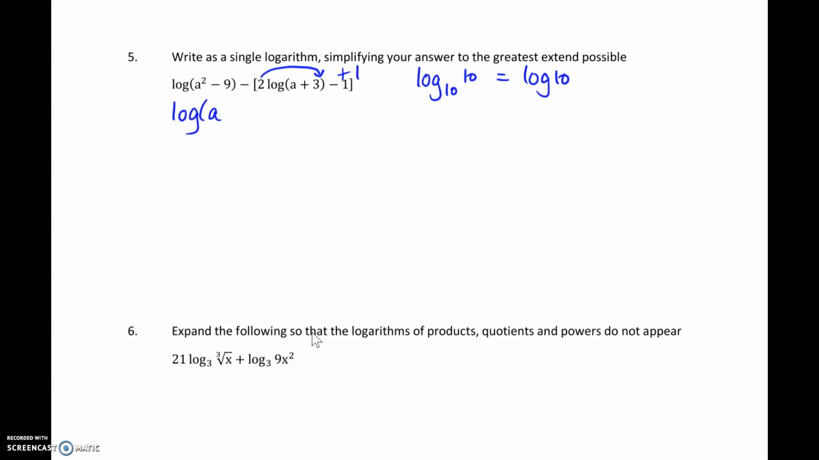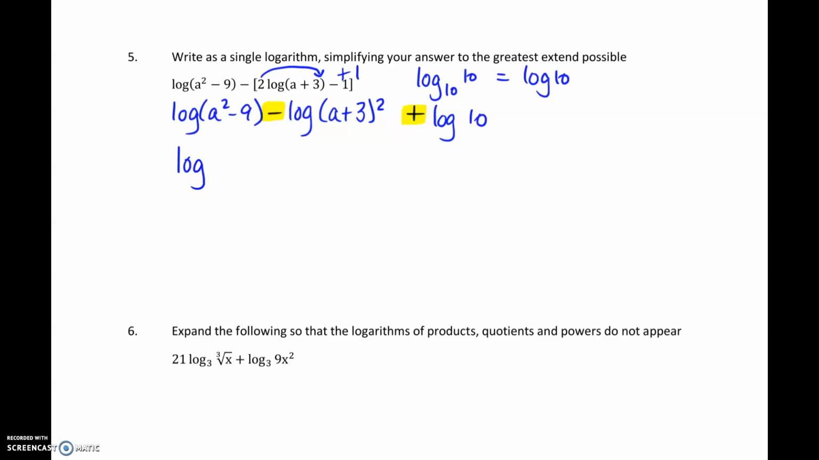So first we have log of a squared minus 9. We have minus log of a plus 3 squared. And then we have plus log of 10. Now all of our terms are in log base 10, therefore we can combine them. Every subtraction is going to become a division, and then addition is going to be multiplication.